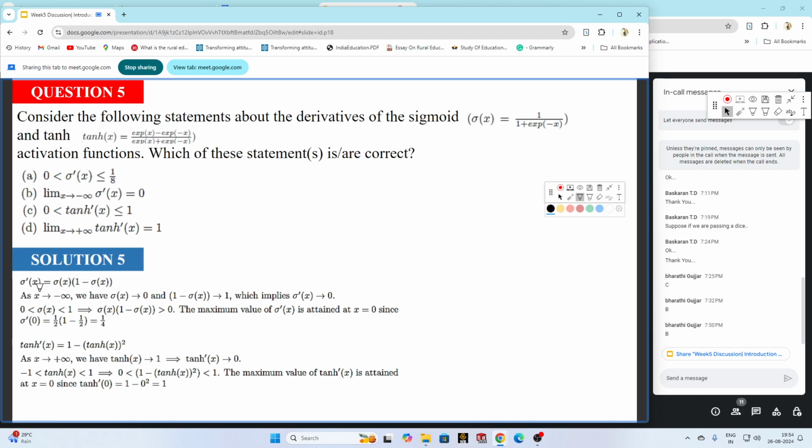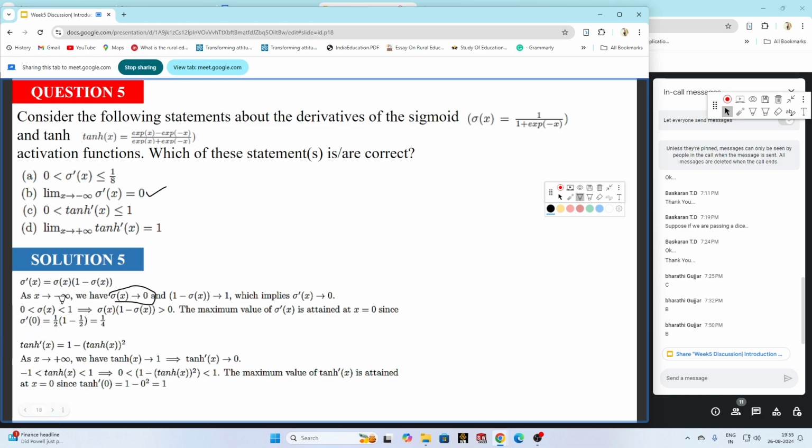Okay, so option B. When x tends to minus infinity, sigma(x) tends to 0, because 1 by 1 plus infinity is 1 by infinity, which is 0. As sigma(x) tends to 0, 1 minus sigma(x) tends to 1. So this is 0 and this is 1, which means sigma dash x will tend to 0. So option B is also correct.